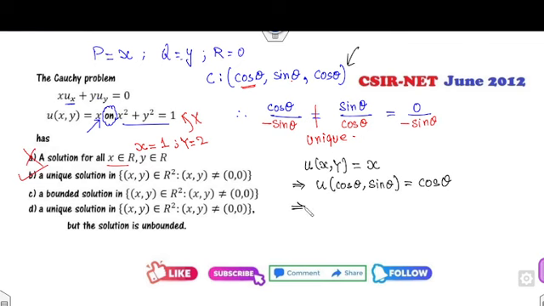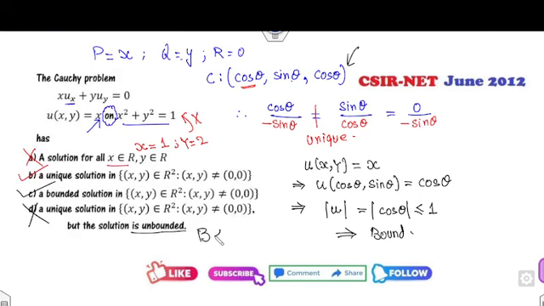How can you check the boundedness? I can start with the modulus value. So what is the mod of the cos theta? It is less than or equal to 1. What does it mean? That means it is bounded. So the solution is unbounded, cancel. Solution is bounded is the right answer. B and C are my correct answers.